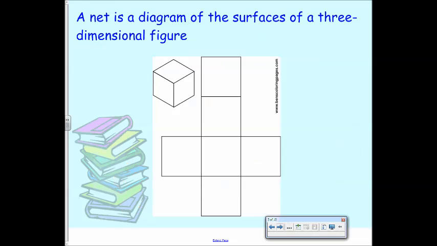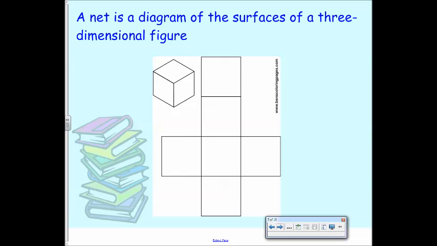Okay, so a net is just a diagram of the surfaces of a 3-dimensional figure. So again, a net is a diagram of those surfaces. Basically what a net is, if you took a 3-dimensional figure and cut it up and unfolded it, that's what it would look like. So this right here would make a cube, because if you folded up this side, folded these 2 sides in, and folded this one up and over, then this would form a cube.